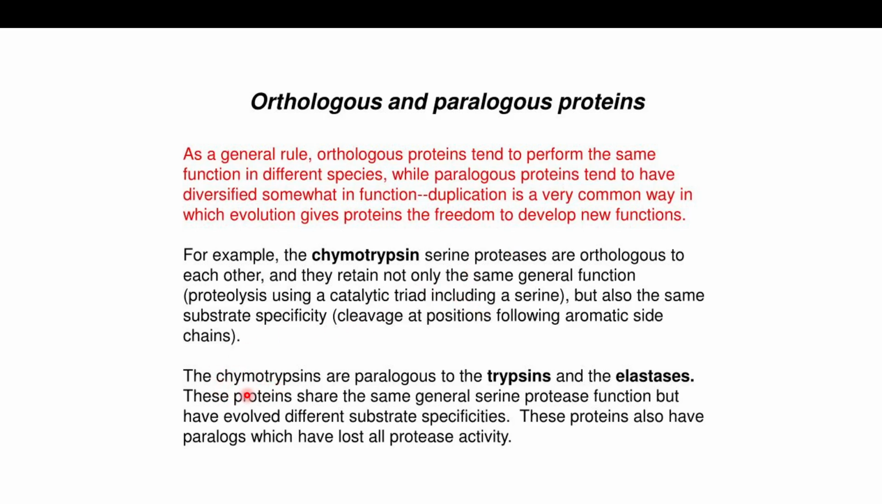So these are orthologous to each other because they have retained the same general function as well as the same substrate specificity. But chymotrypsins are paralogous to the trypsins and the elastases. These are again enzymes. Now, all these proteins share the same general serine protease function, but they have evolved different substrate specificities. So these proteins also have paralogs which have lost all protease activity.